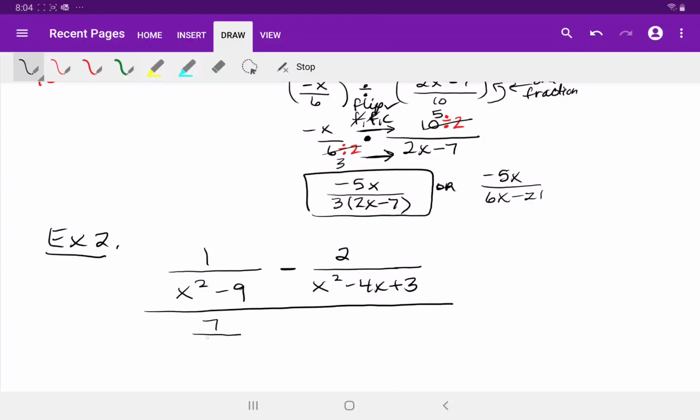7 over 2x minus 2 plus, let's see, 4x minus 12. What number do I want to put at the top? Let's put a 5. Okay, so let's take a look at this one.